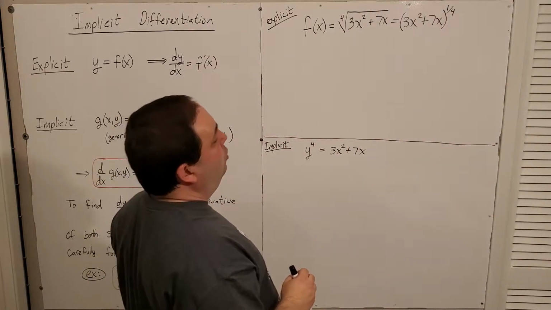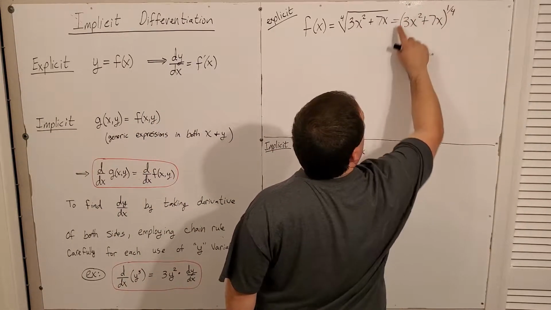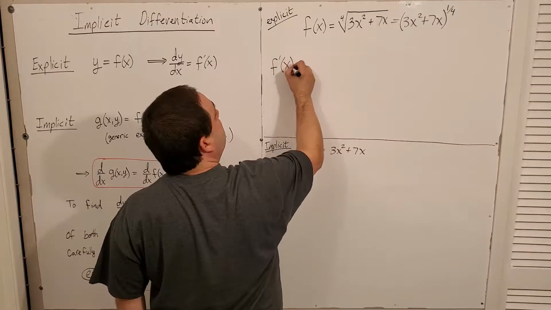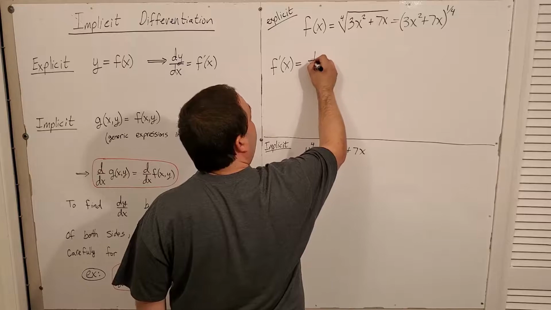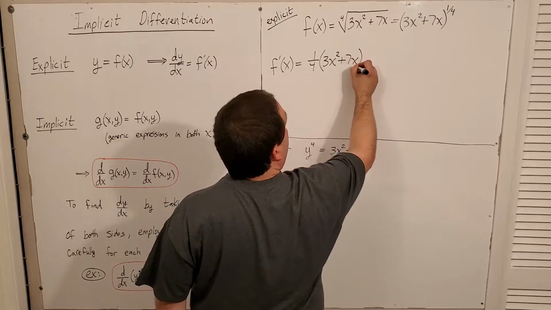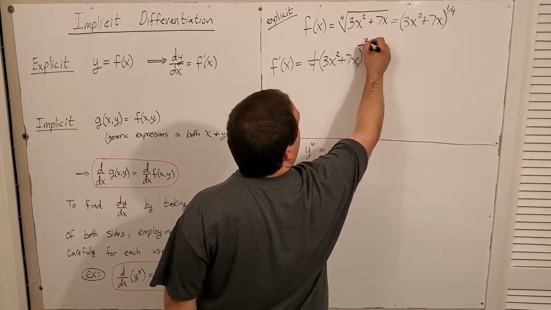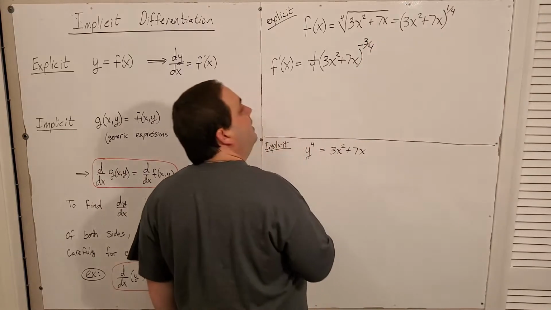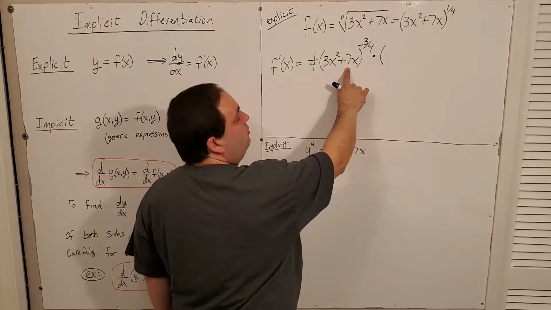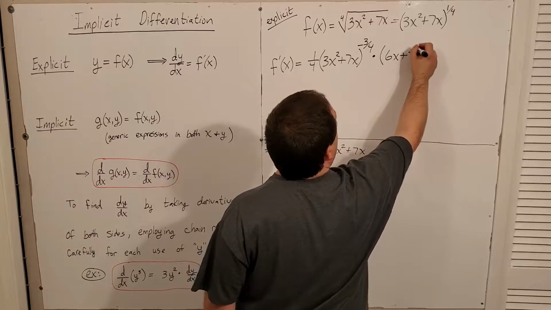Then I would look at it like a chain rule, where I have the outside function being the 1/4 power. So f prime x is equal to 1/4, leave the inside alone, 1/4 minus 1 is negative 3/4, times the derivative of the inside function, which is going to give me 6x plus 7.